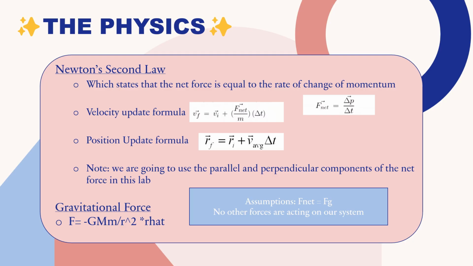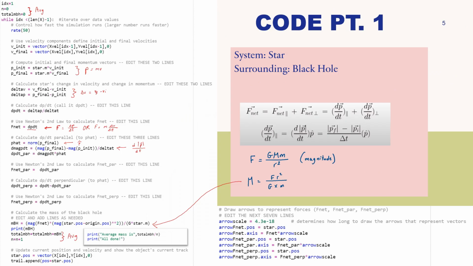Now, for the physics principles, there are two main laws. Newton's second law, which states that the net force is equal to the rate of change of momentum, which can be rewritten to find the velocity update formula and the position update formula. Note, we're going to use the parallel and perpendicular components of the net force in this lab. We also have the gravitational force formula, which is negative G times large mass times small mass over r squared, multiplied by r hat. It's also important to note that we're making the assumption that the gravitational force is the only force acting, and therefore it's the net force. Like no other forces are acting on our system.